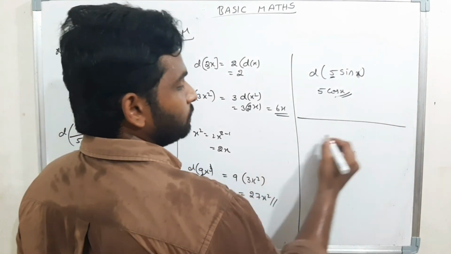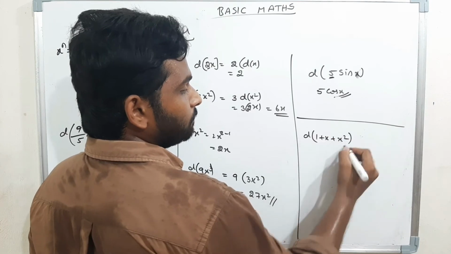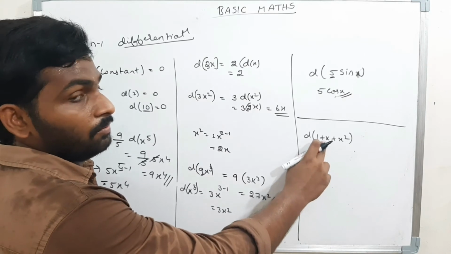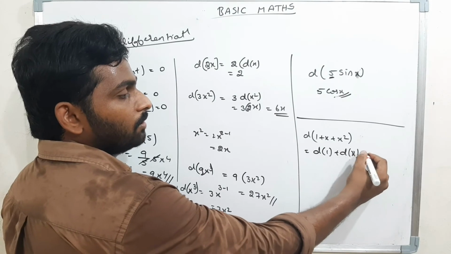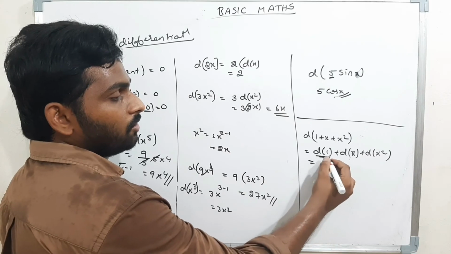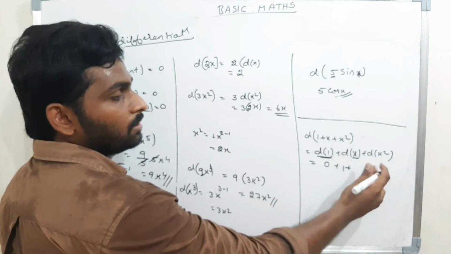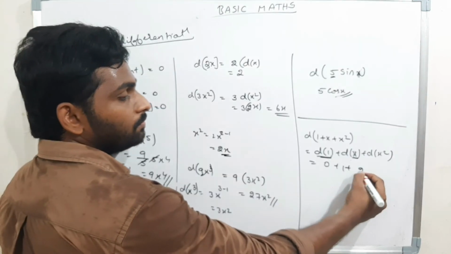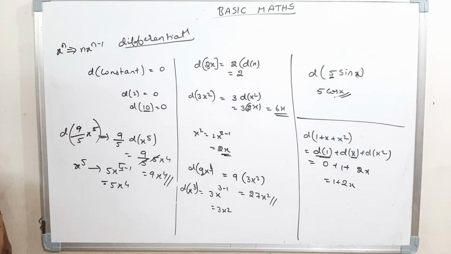Now what is the differentiation of this? 1 plus x plus x square. Each one I can do separately. Plus is there, right? Therefore I can do differentiation separately. That means differentiation of 1 plus the differentiation of x plus the differentiation of x square. Differentiation of constant is 0 plus the differentiation of x is 1 plus the differentiation of x square, which is 2x. The answer is 1 plus 2x. I will see a few more.